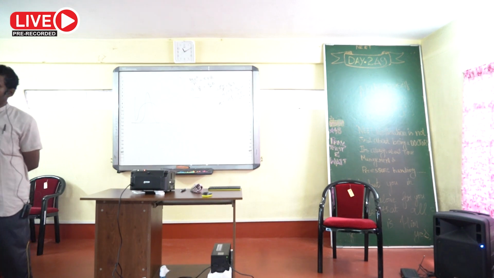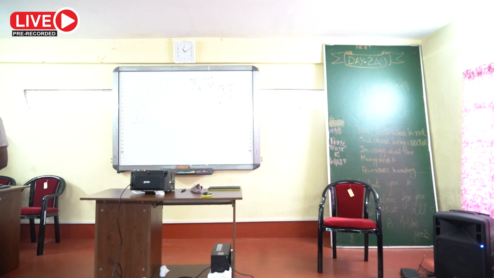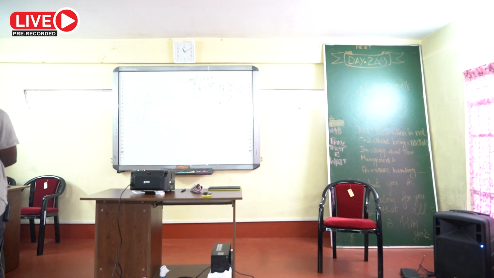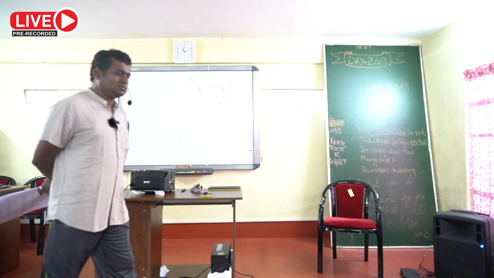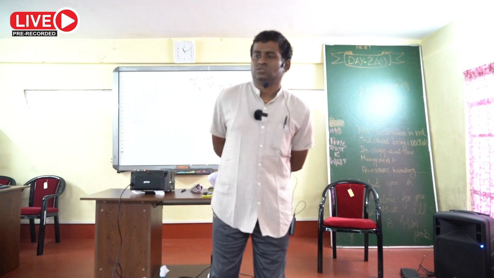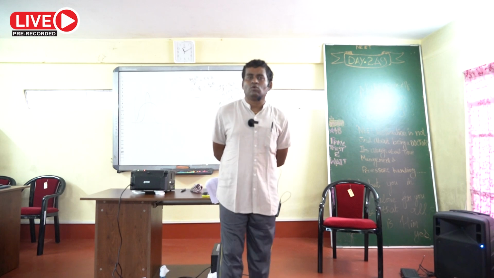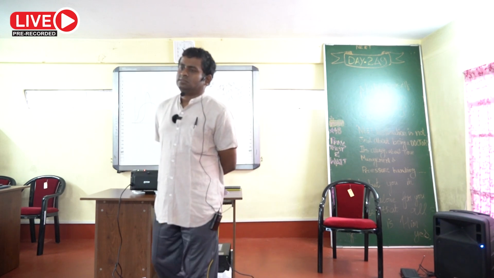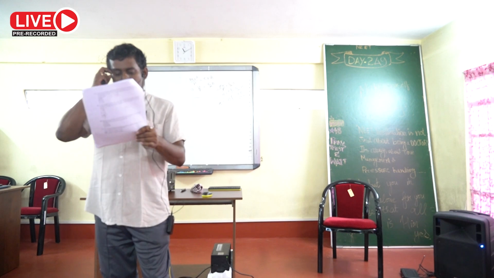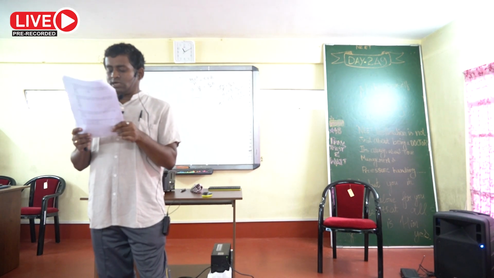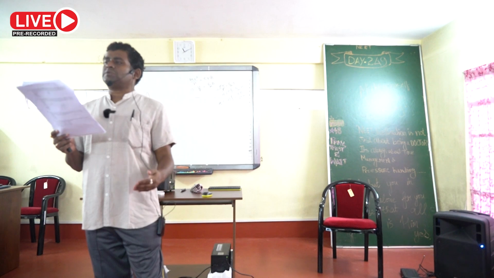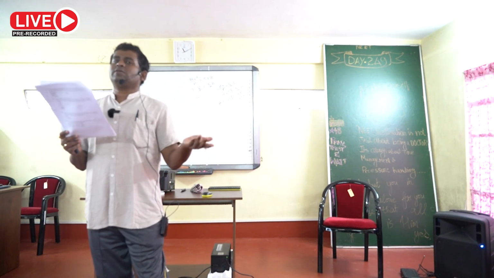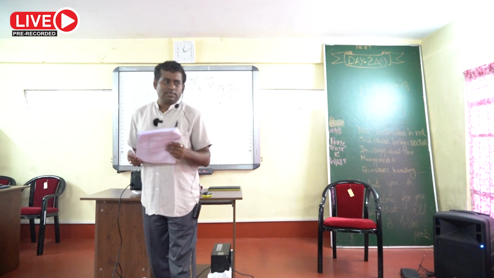Now what is Z in this case? Root over R square plus 1 by omega square C square, because Xc means 1 by omega C. So R square plus 1 by omega square C square, it is under root. Now you have to calculate it by considering that 50% is charged. Then what will be the value of the peak value of the current?